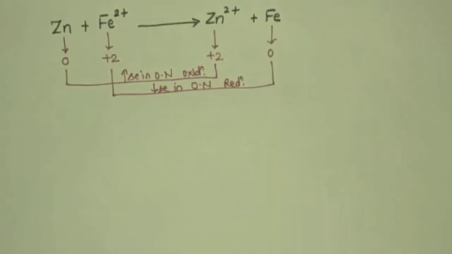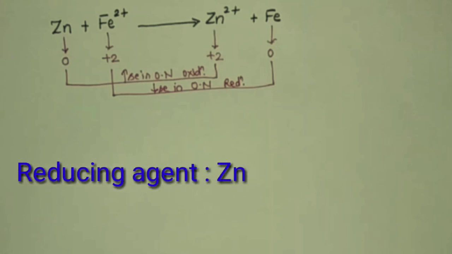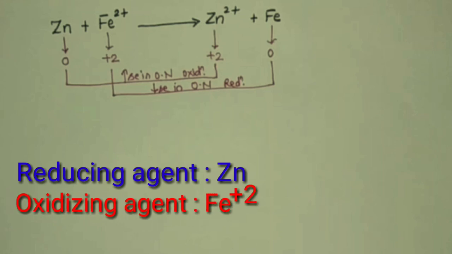Here, Zn undergoes oxidation. Therefore, it is the reducing agent. And we know that a reducing agent generally undergoes oxidation. On the other hand, Fe2+ undergoes reduction. Therefore, it is an oxidizing agent. And we know that an oxidizing agent undergoes reduction.